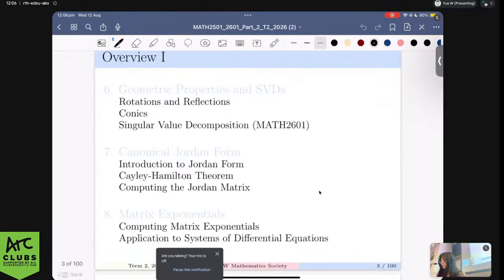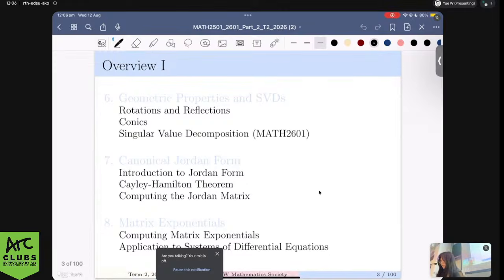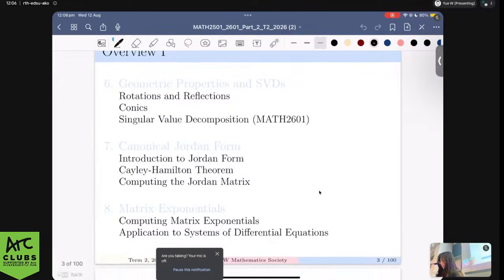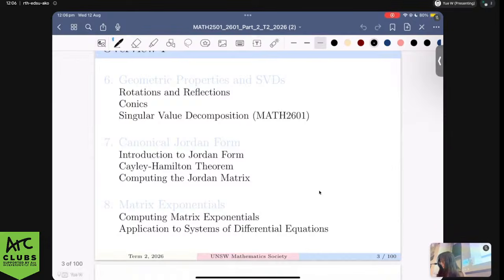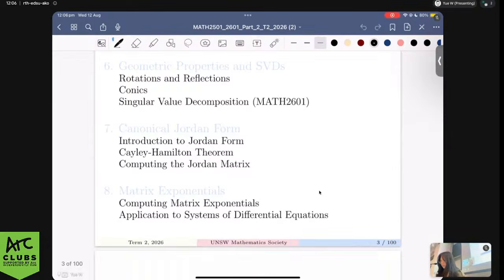Welcome to part 2 of the 2601 revision seminar. For this seminar, we're going to cover these 3 topics: geometric properties in SVDs, canonical Jordan form, and matrix exponentials.